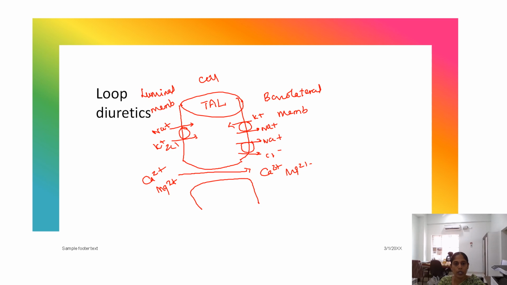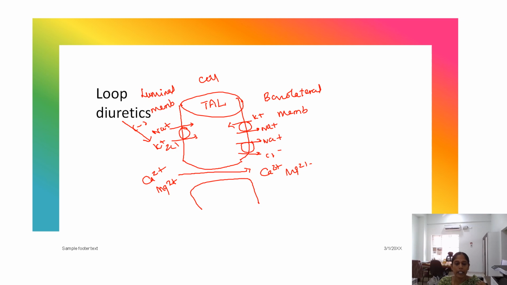So this is what is happening in the loop of Henle. The loop of Henle is the site where maximum sodium is reabsorbed. To compensate the ionic balance, potassium ions enter here, which again causes reabsorption of calcium and magnesium ions via the paracellular space. This is how the mechanism operates here. Now what do loop diuretics do? Loop diuretics directly inhibit this sodium potassium 2 chloride cotransporter. There we saw that carbonic anhydrase inhibitors have an indirect action on the sodium hydrogen antiporter.